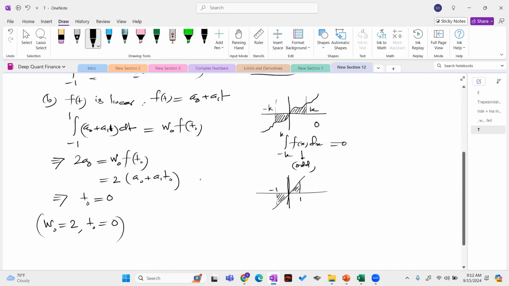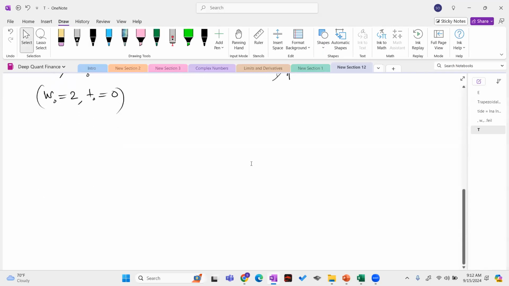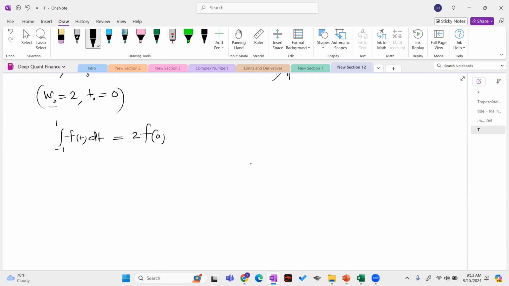Using this combination, we can exactly calculate this integral. No error. Up to linear term, any linear equation you take, this integral is simply 2 times W0 times f of t0, that is f of 0. That is powerful stuff, right? Any linear function you take, so this is for the linear case. Any linear function's integral from -1 to +1 is given by 2 times the value of the function at 0.